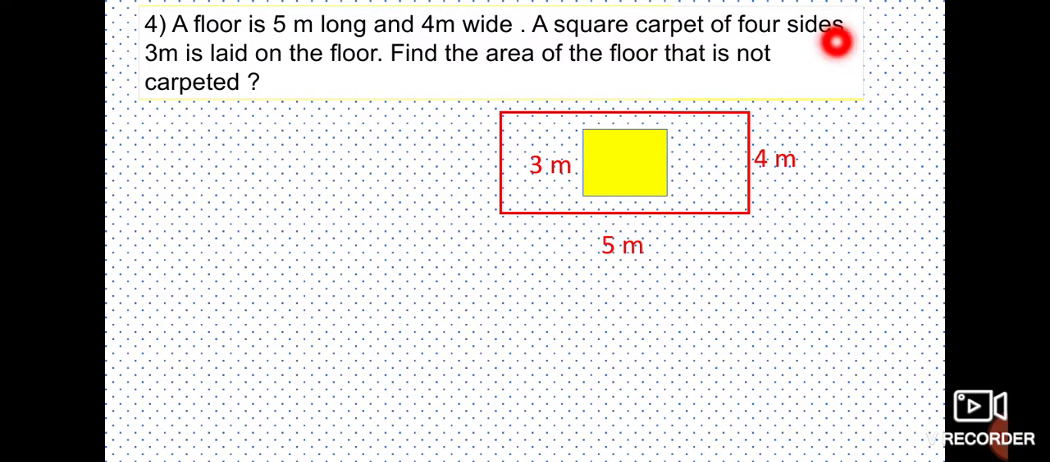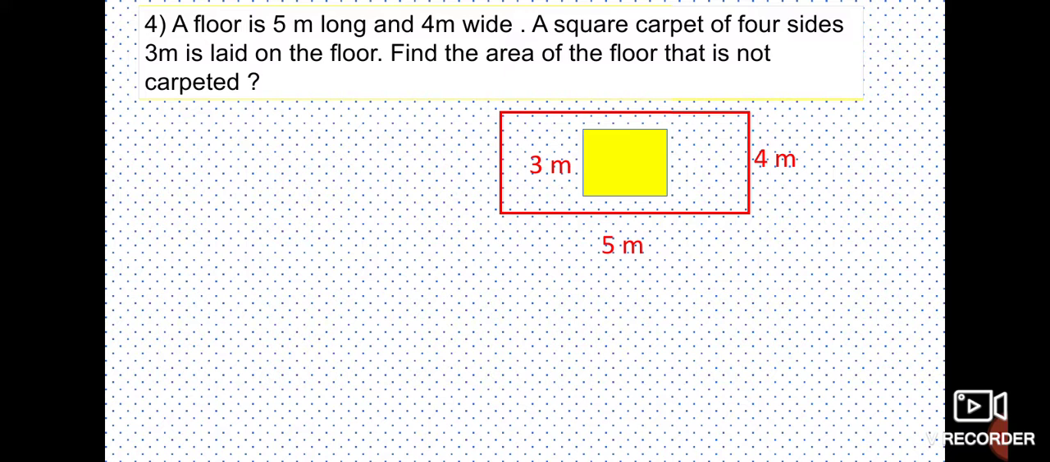A square carpet of side 3 meter. We know a square has 4 sides. 4 sides are equal. A square carpet of side 3 meter is laid on the floor. This yellow color is the square carpet. So its side is 3 meter. All the 4 sides are 3 meter. Find the area of the floor that is not carpeted. We need to find this white shaded place. Area of this white shaded portion.